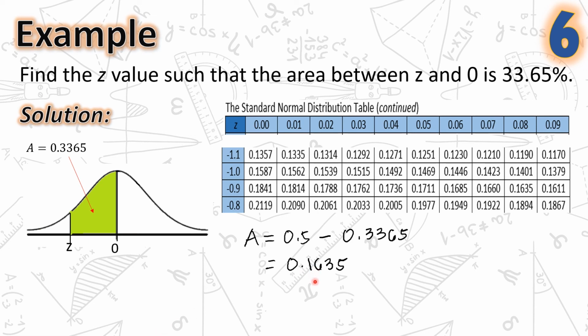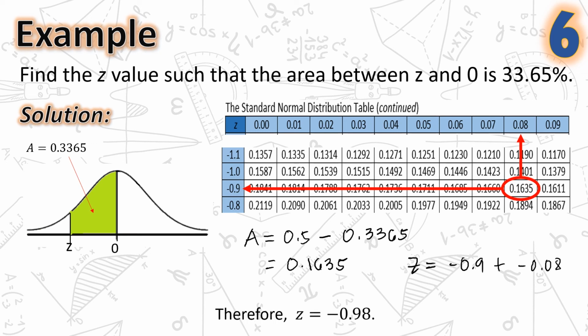So we look for 0.1635 on the table and then locate what value corresponds to that area on the first column and on the top row. We draw the imaginary horizontal line backwards and the imaginary vertical line. So we have the z value as equal to negative 0.9 plus negative 0.08, and that is z is equal to negative 0.98.